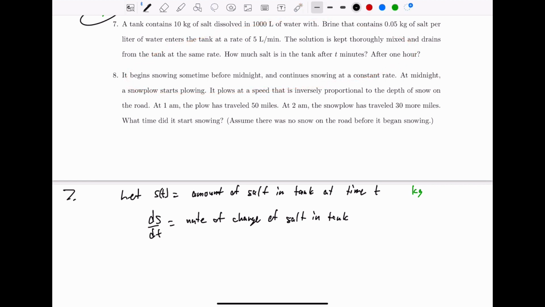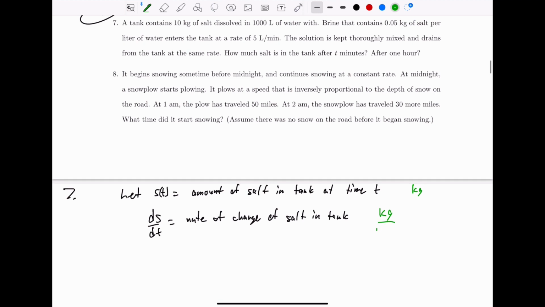So what are the units for the derivative here? The rate of change of salt in the tank. Well, salt is measured in kilograms, and time here is being measured in minutes. So kilograms per minute, that's the unit for the derivative of S. We want to write a differential equation that describes this rate. And we want to do that using the information that's given here in the problem. We can think of the rate of change of salt as the rate of salt flowing in minus the rate of salt flowing out. So I'm going to write this as the rate of salt flowing in minus the rate of salt flowing out.